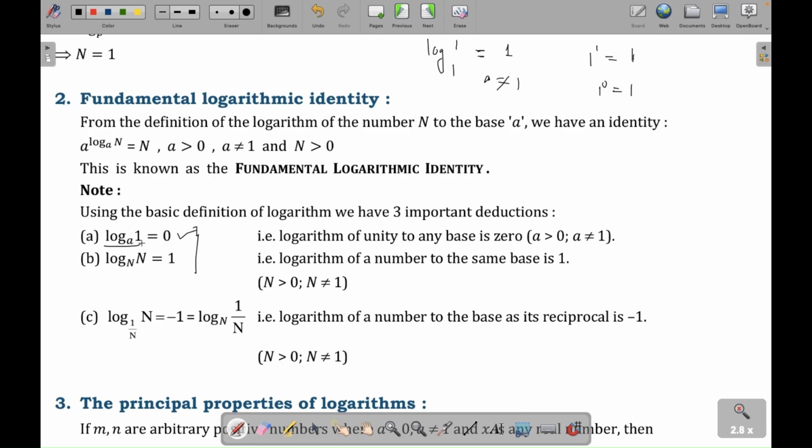So this is one particular theorem, but you should note that a must not be equal to 1. Here log n to the base n is equal to 1. In the first case you write n is greater than 0, then the second case is base must also be greater than 0 and must not be equal to 1. So they have written n greater than 0 and not equal to 1, because here n is the base as well.